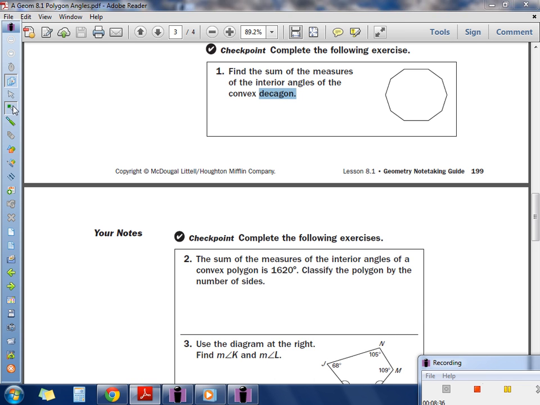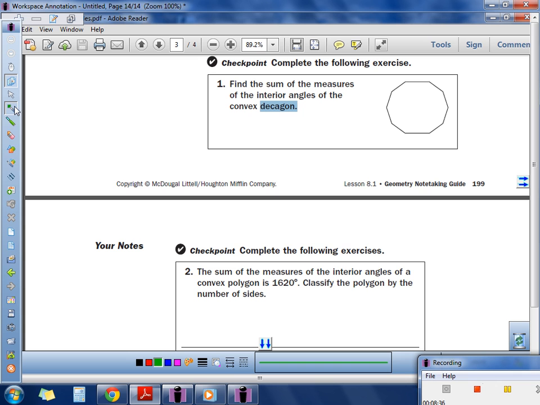If you remember, we had a little formula for the sum of the interior angles. What was that formula? N minus 2 times 180. Our n is 10. So 10 minus 2 times 180. So 10 minus 2 is 8. I would type in 8 times 180. And what do you get? 1,440. That's good.